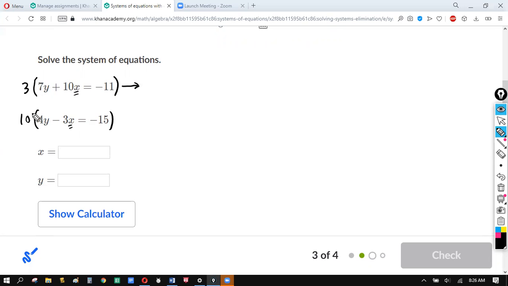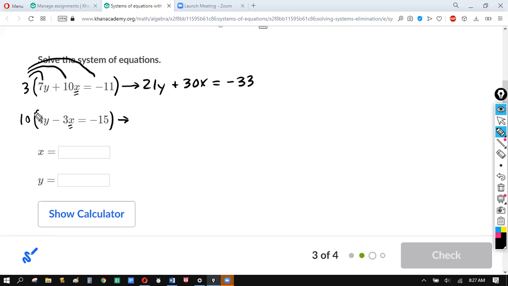Okay, remember, you can do the same thing to both sides. So that's why you have to distribute the 3. You have to distribute the number that you're multiplying by. So 3 times 7y is going to be 21y. 3 times positive 10x is positive 30x. And 3 times -11 is going to equal -33.